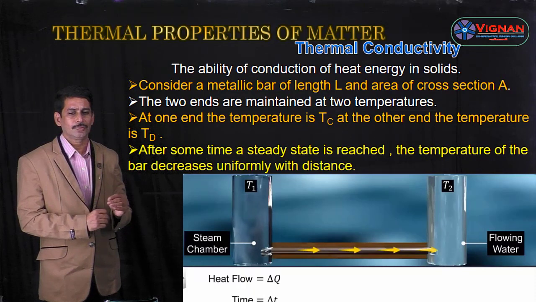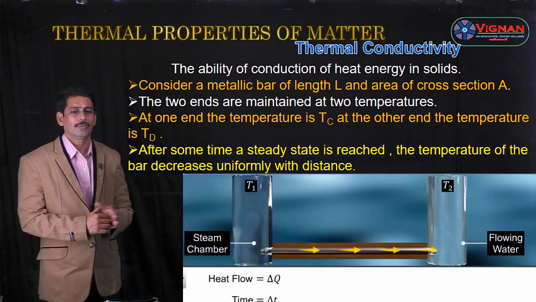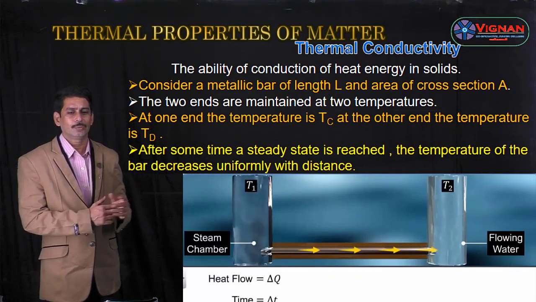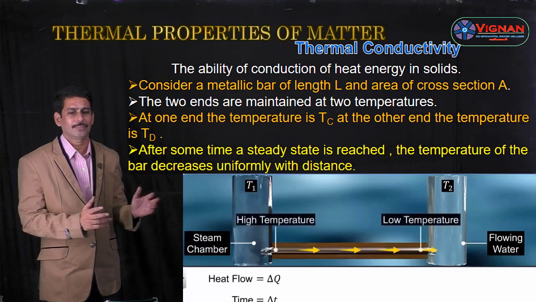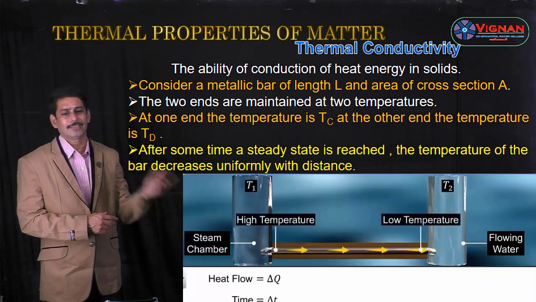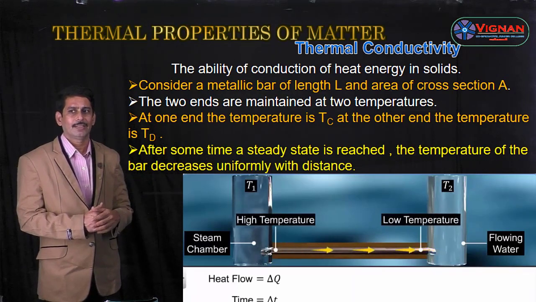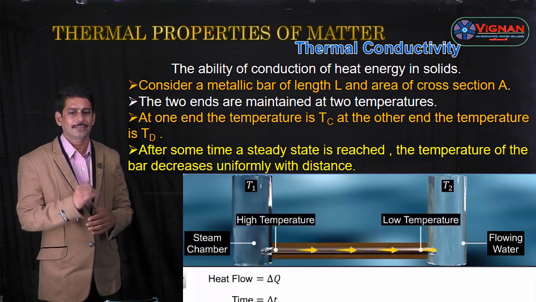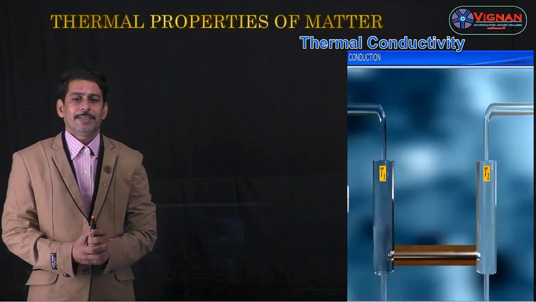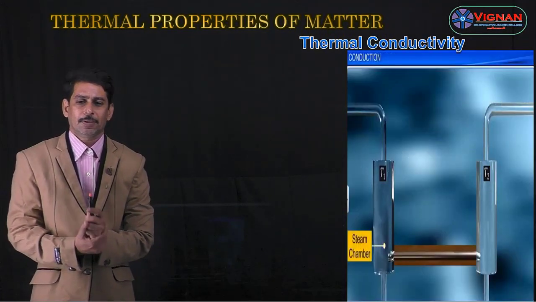Now we are going to see the expression for the coefficient of thermal conductivity. For that we consider a metallic bar of length L and area of cross section A, and the two ends of the bar are maintained at two different temperatures, Tc at one end and Td at the other end. After a steady state is reached, the temperature of the bar decreases uniformly with the distance.